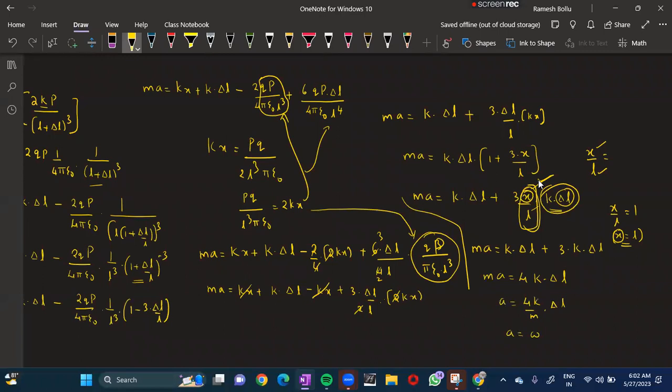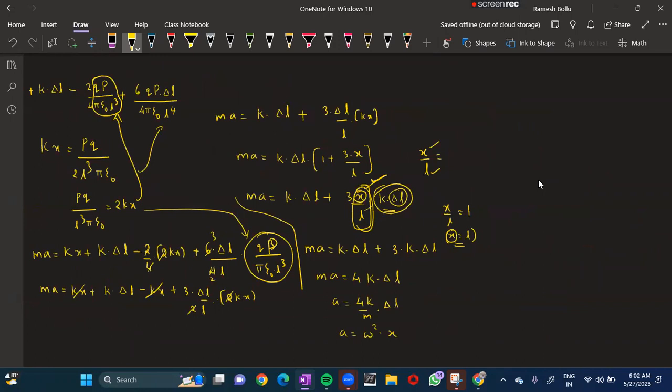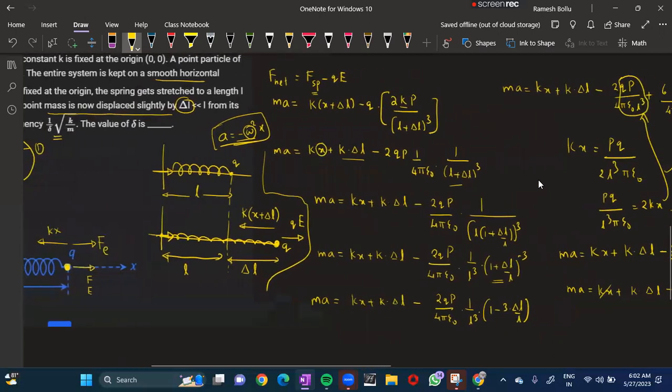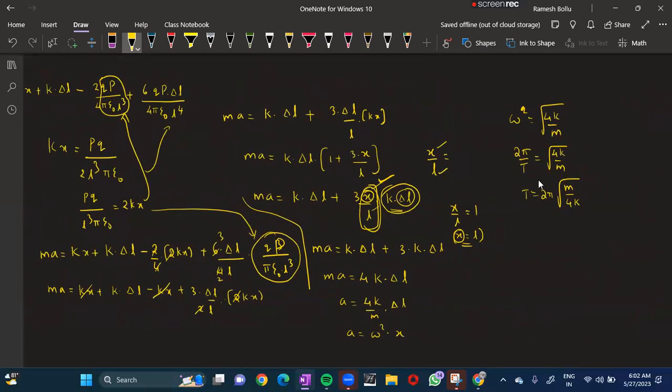Similar to A equal to omega square into very little elongation. So here omega square equal to given 4K by M. If you send that square side under root, 2 pi by T equal to how much? Under root of 4K by M. T equal to 2 pi under root of M by 4K. I have to see the data. As per the data, frequency is asked. Frequency means 1 by T, time period. So F equal to how much? 1 by 2 pi into under root of 4K by M.